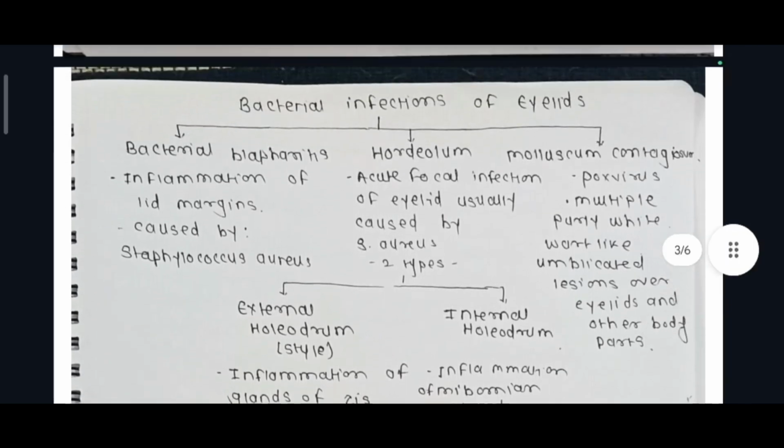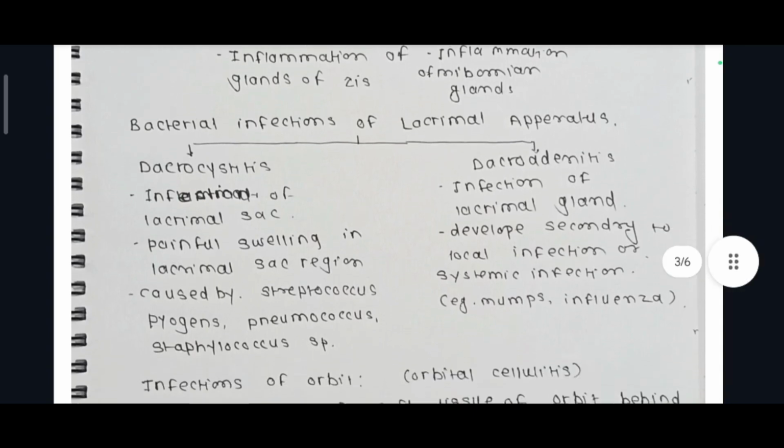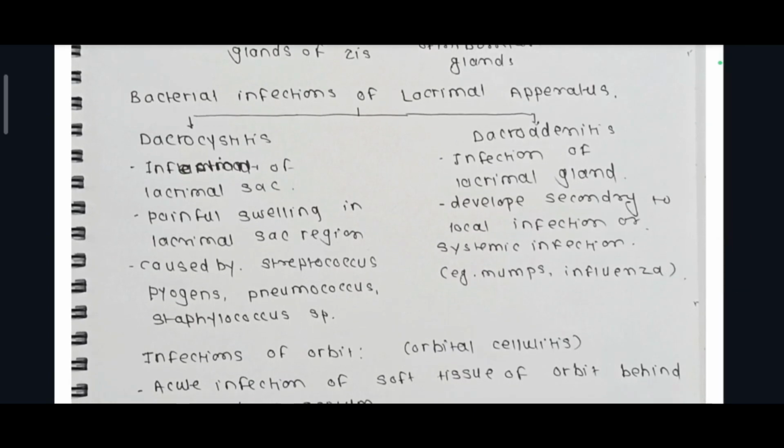After the infections of the eyelids, we will see the bacterial infections of the lacrimal apparatus. The lacrimal apparatus infections are divided into two categories: dacryocystitis and dacryoadenitis. Dacryocystitis is the inflammation of the lacrimal sac, in which painful swelling in the lacrimal sac region occurs, and it is caused by Streptococcus pyogenes, pneumococcus, and Staphylococcus species.